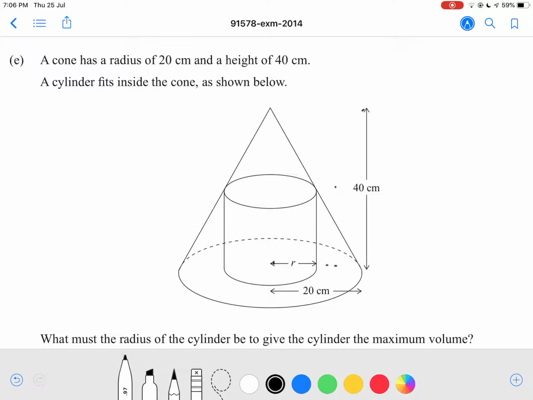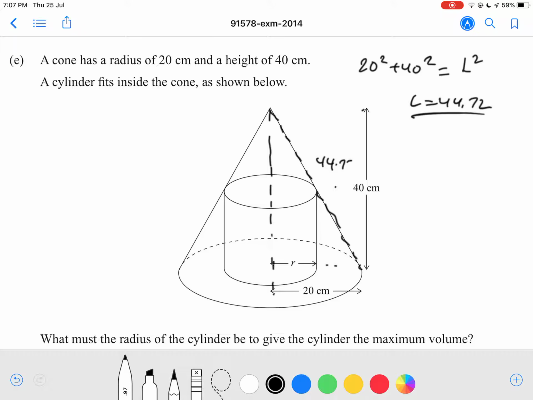First thing is noting down the lengths. You should find the slant length of the cone. The slant length refers to this length here. We can easily do this using our trigonometry rules, using the 20 and 40. So 20 squared plus 40 squared equals our length squared. Plugging that into the calculator and taking the square root, that gives us L equals 44.72. That's this length here.